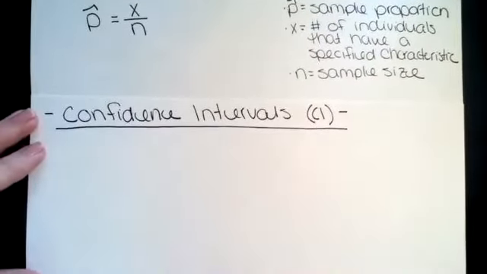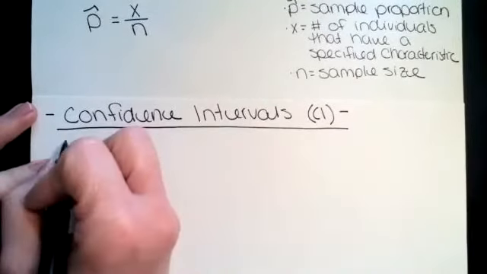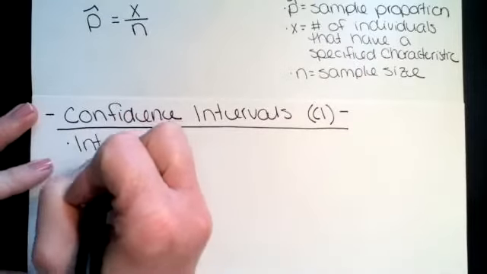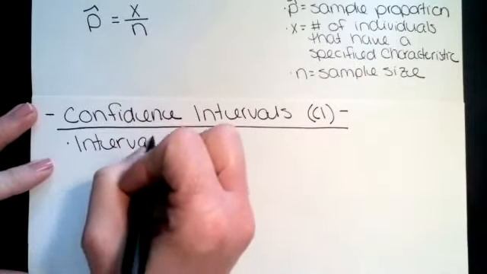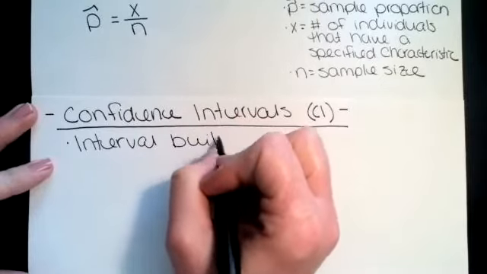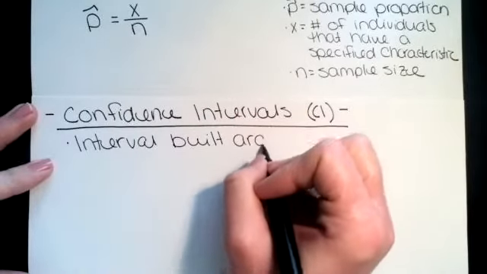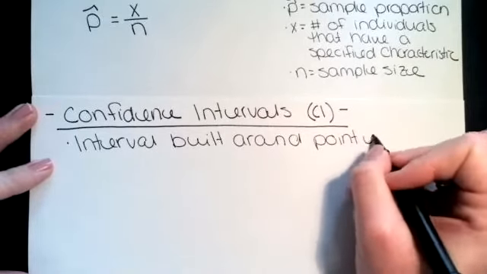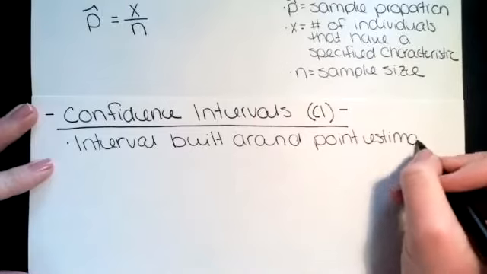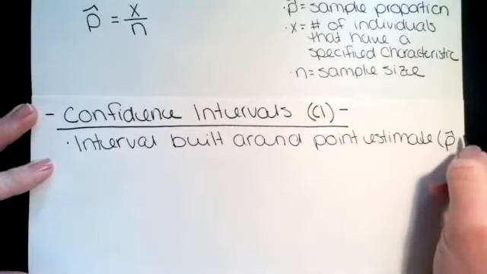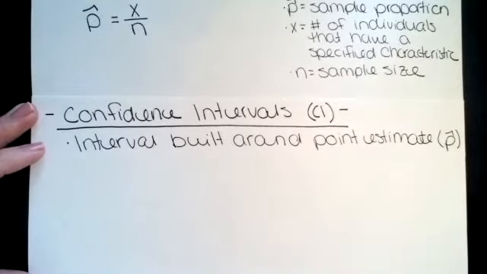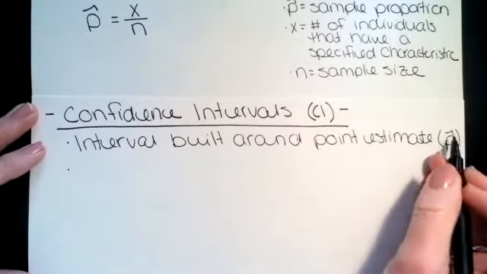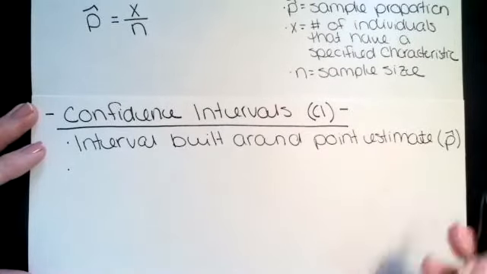So CIs or confidence intervals, what are they? And how should we think about these? So these are intervals. It's an interval of numbers, but it's an interval built around our point estimate. And today, like we just discussed, that point estimate is our p hat value. So it's built around it. That means p hat is the center of my interval.